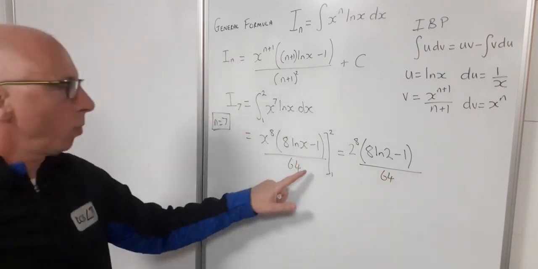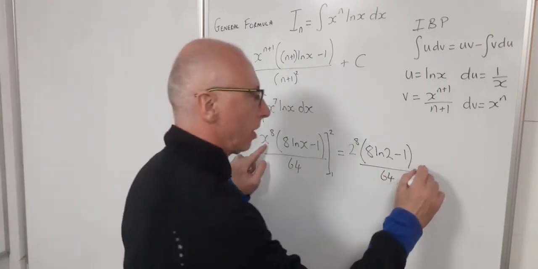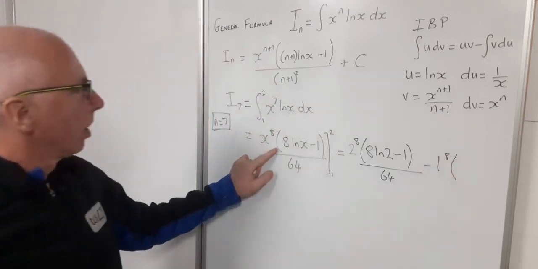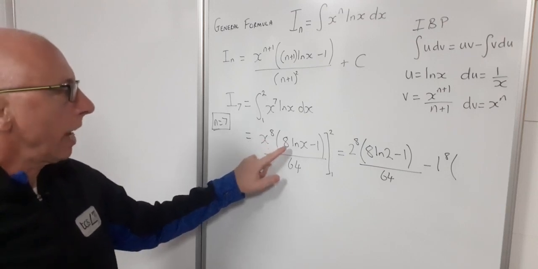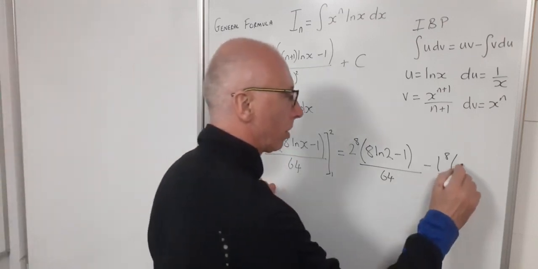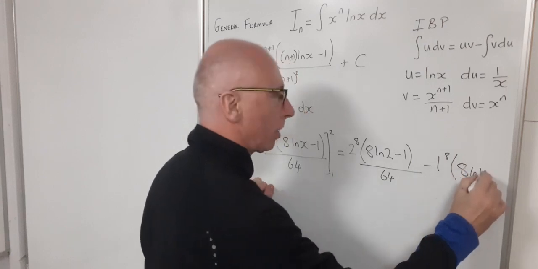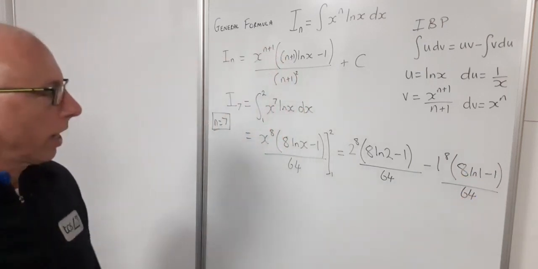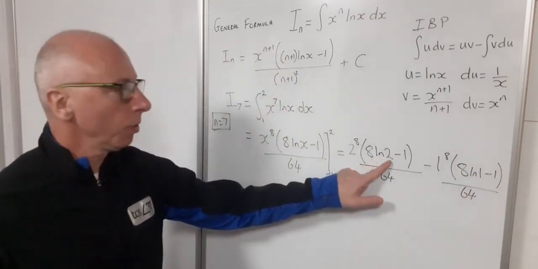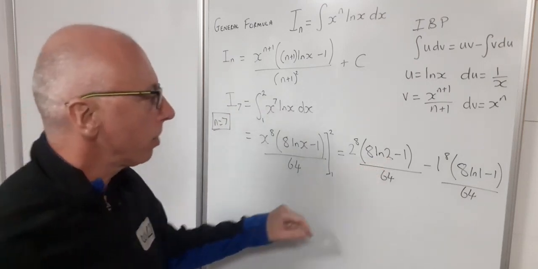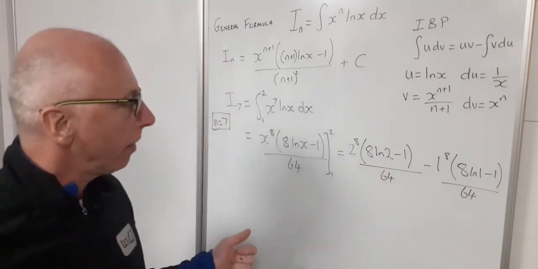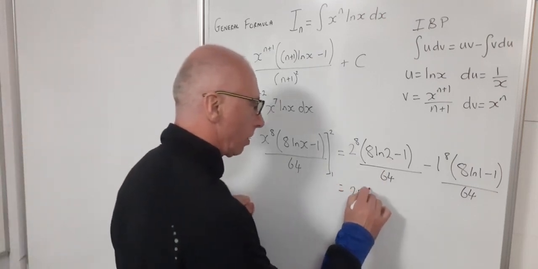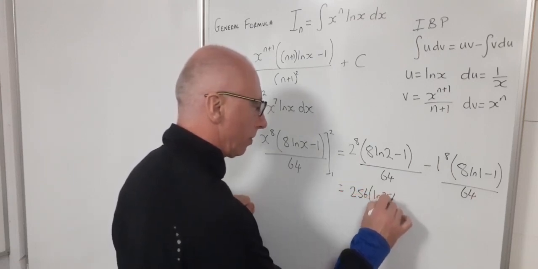And then when x is 1, I've got 1 to the power of 8 times, now I've got n plus 1, so that's 8 natural log of 1 minus 1, and that's also over 64. Okay, well 8 log of 2, I can bring the 8 inside the log and write that as 2 to the power of 8. Now 2 to the power of 8 is 256, so now this becomes 256 times the log of 256 minus 1.